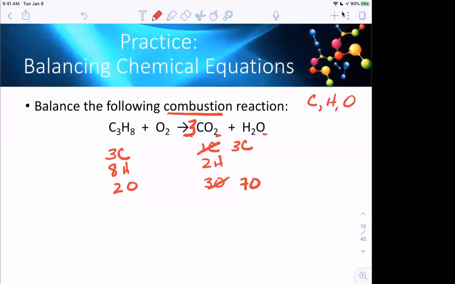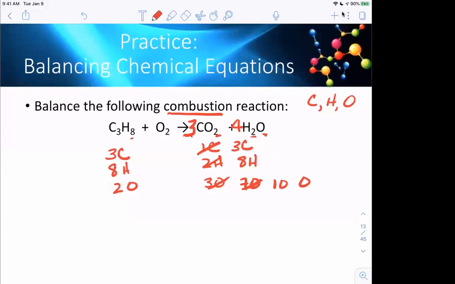So how can I balance the hydrogens? I have 8 over here. How can I make 8 there? Well, if I put a 4, I have 4 times 2, that'll give me 8 hydrogens, but that changes the oxygen. So now I have 4 plus 6, I have 10 oxygens.